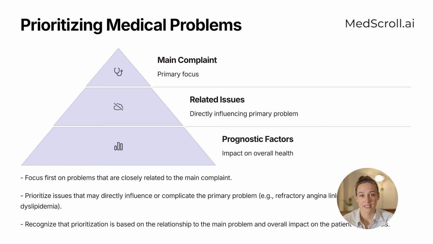Begin by prioritizing the problems based on key principles. Focus first on issues that are closely related to the patient's main problem, as these conditions may directly influence or complicate the primary complaint. For example, if the patient's main problem is refractory angina, pay close attention to any related conditions, such as poorly controlled diabetes or dyslipidemia, even if these appear to be well managed at first glance. Recognizing these interrelationships helps you identify which issues require urgent attention.